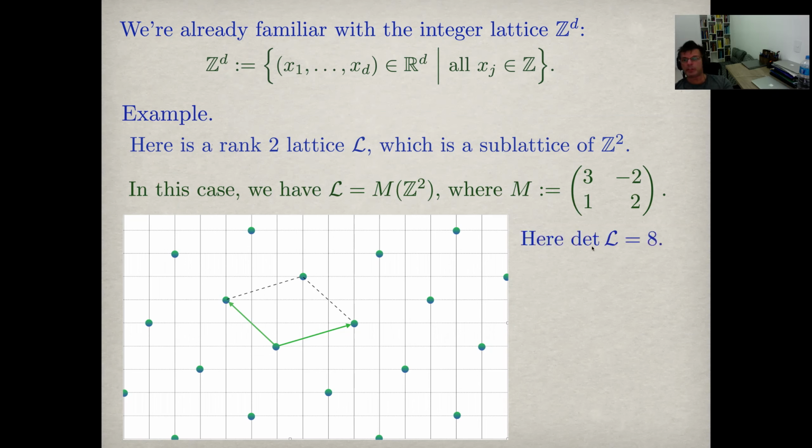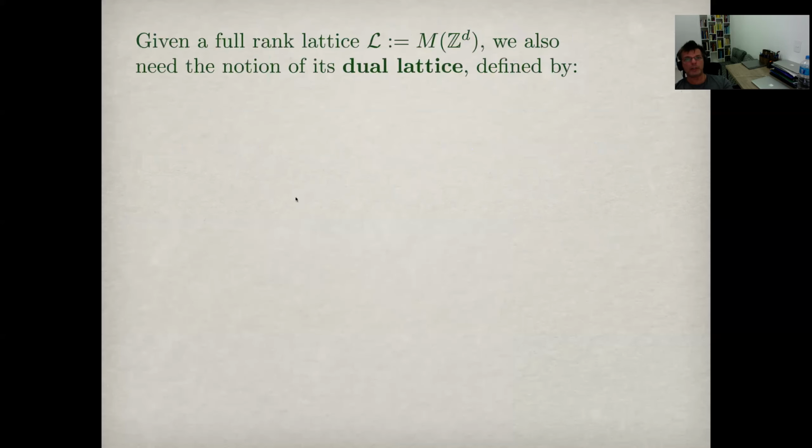Here, the determinant of the lattice is 8. And we can see that because that's the determinant of this 2x2 matrix. And so the determinant of the lattice is the absolute value of the determinant of the matrix, always, by definition. Okay, so that's a quick intro to lattices.